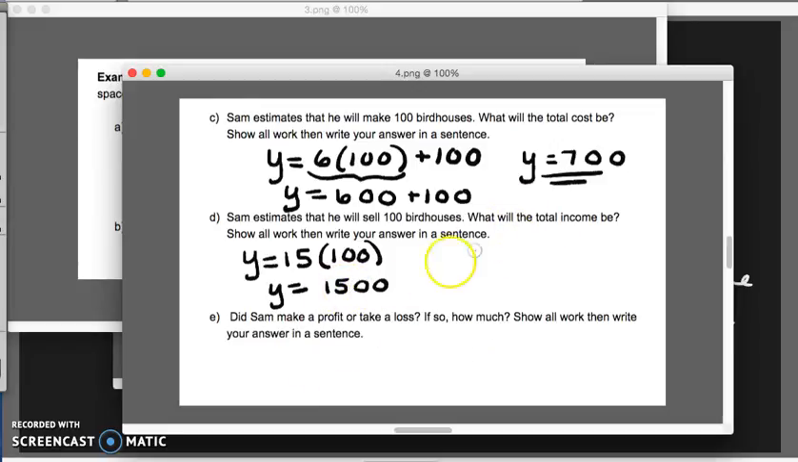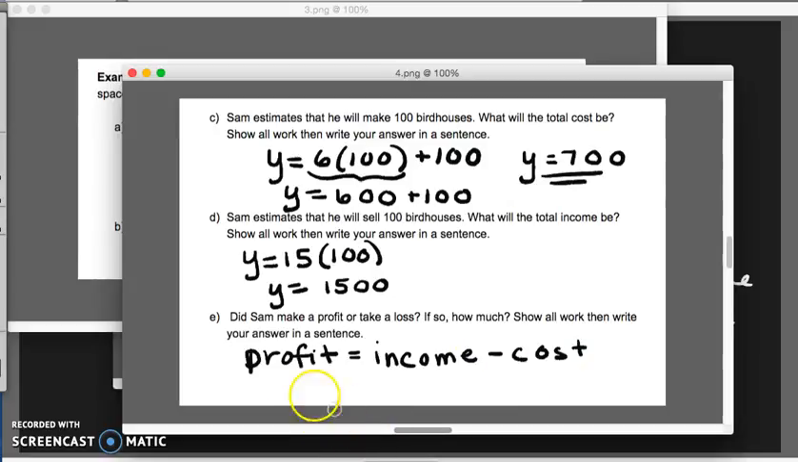How do you think we're going to find the profit if it takes him $700 to make the birdhouses, but he earns $1,500? We're going to subtract. So your profit. This is important because your project's going to be on this. Your profit equals your income, which is how much you made, minus the cost. So your profit's going to be $1,500, which is the income that Sam had, minus the $700 that it cost him. So P equals 1,500 minus 700 gives you $800.